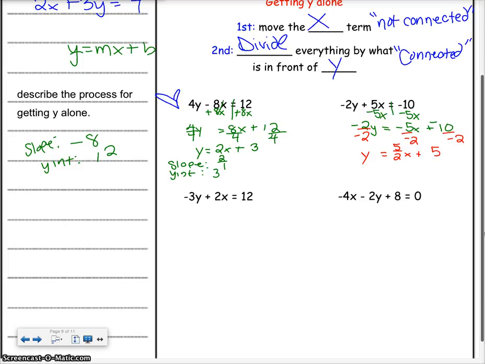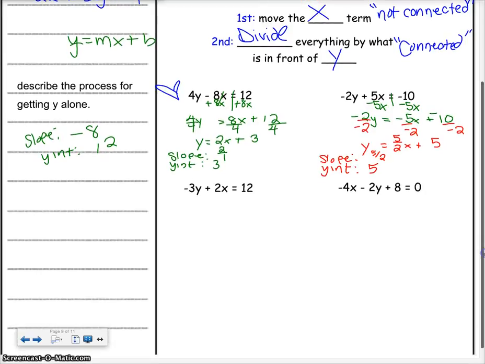Now again, my purpose for getting y alone is for me to say, hey, what's the slope of this line? I know it's 5 over 2. Up 5 over 2. Up 5 over 2. My y-intercept is positive 5. So I can easily graph this line, which is what we will do tomorrow. Today is just practicing getting y all by itself. That's what your target is today.